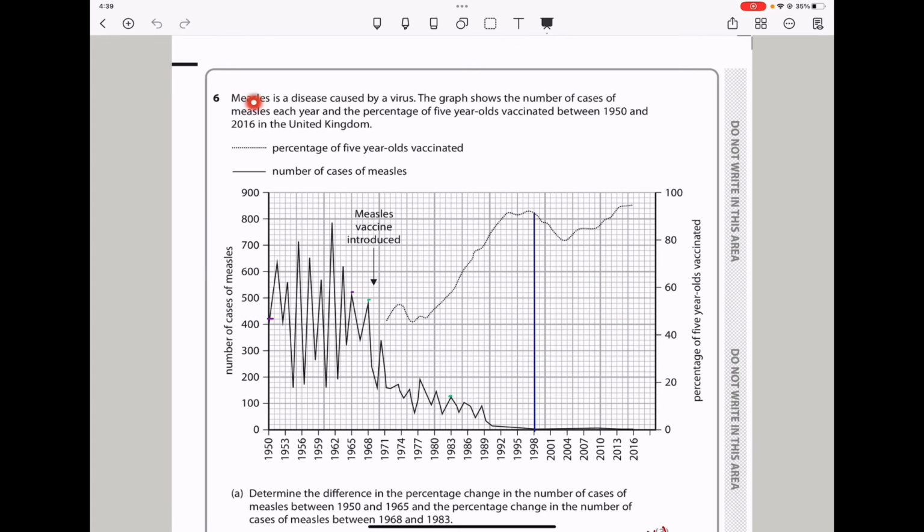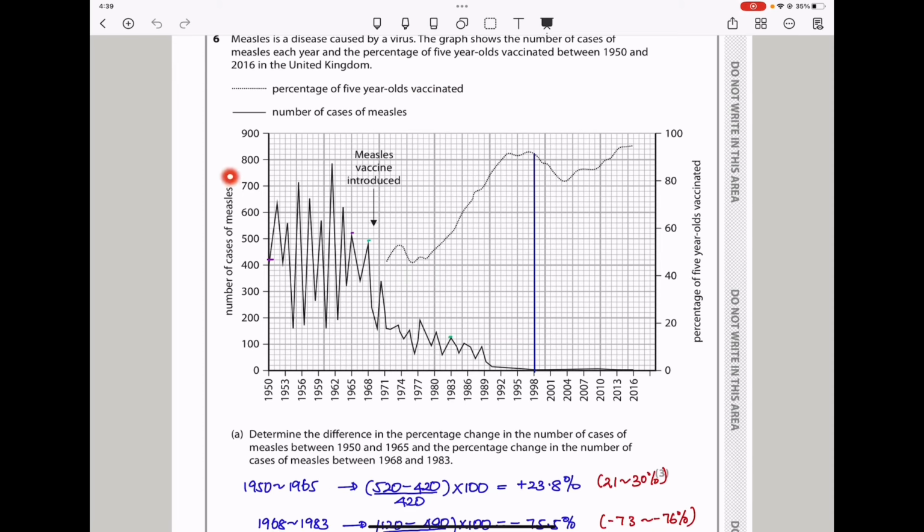Question 6. Measles is a disease caused by a virus. The graph shows the number of cases of measles each year and the percentage of 5-year-olds vaccinated between 1950 and 2016 in the UK. On the vertical axis, we have the number of cases of measles, and on the horizontal axis, of course, we have the time in years. The other side, we have the percentage of 5-year-olds vaccinated. We can see the measles vaccine was introduced about here. After introduction of the vaccine, the cases go down as the percentage of 5-year-olds that are vaccinated increases.